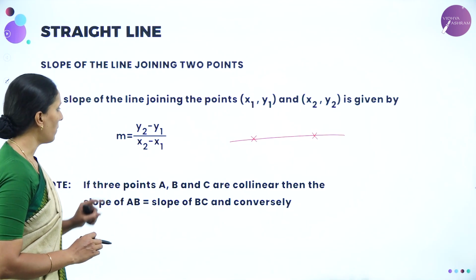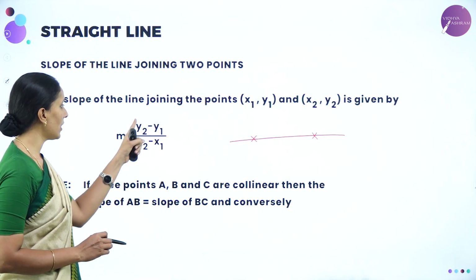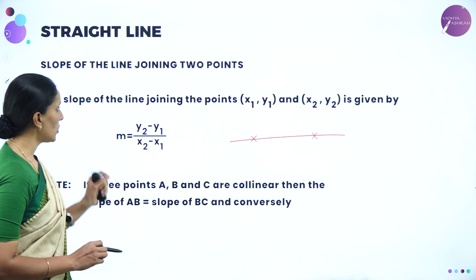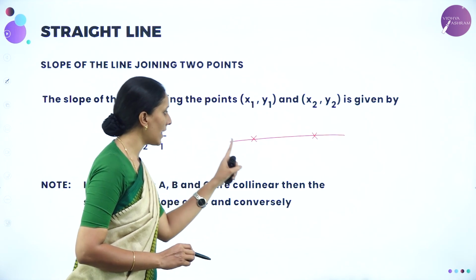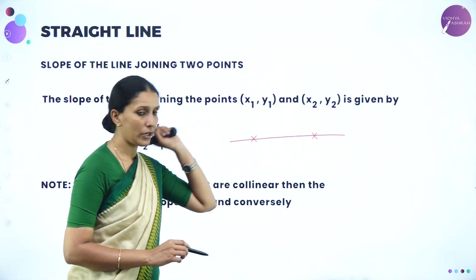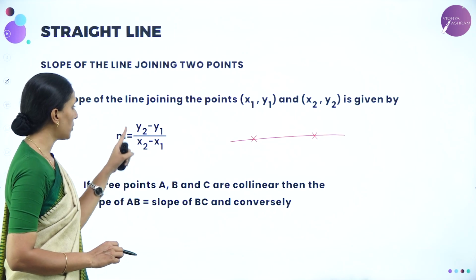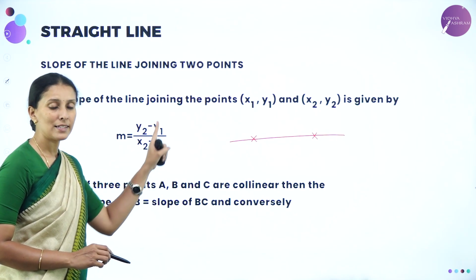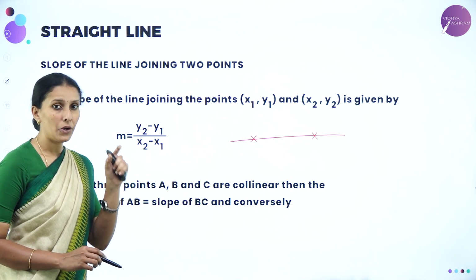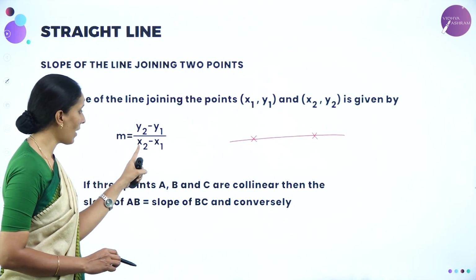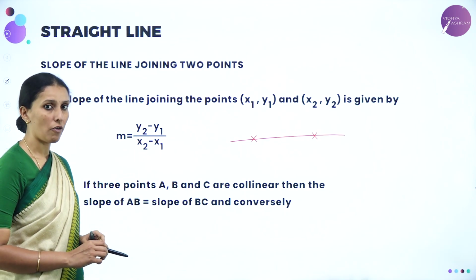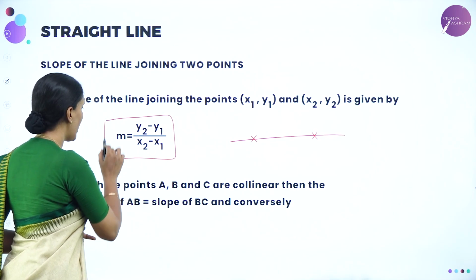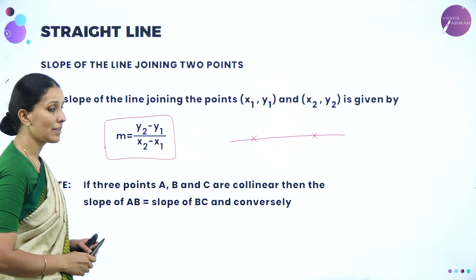Then the slope formula is equal to the difference in the y coordinates with respect to the difference in the x coordinates. That is, the slope of the line joining the points (x1, y1) and (x2, y2) is given by m is equal to (y2 minus y1) divided by (x2 minus x1). This is the same as tan theta. Whatever value you get for tan theta, you will get the same value when you use this formula. So, another formula to find the slope is m is equal to (y2 minus y1) divided by (x2 minus x1).